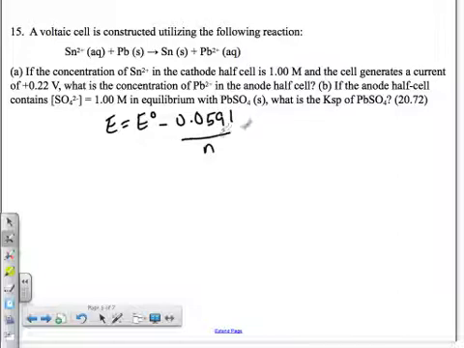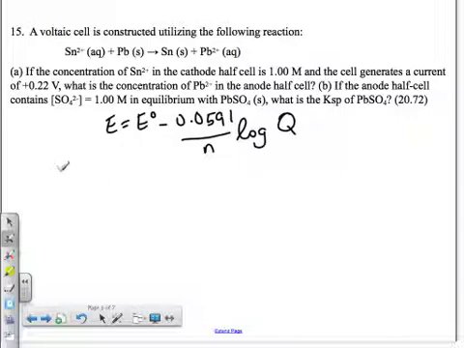Over n, which is your electron change, times the log of Q. All right. So we're going to have different concentrations. This could be used for a concentration cell where you've got the same stuff on both sides, but at different concentrations, and you therefore get some current to flow.